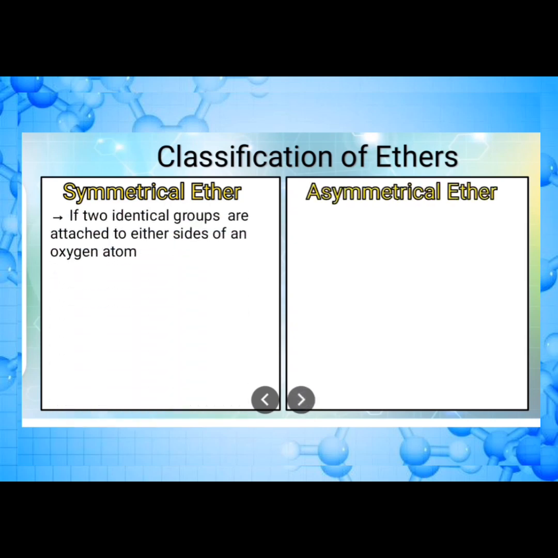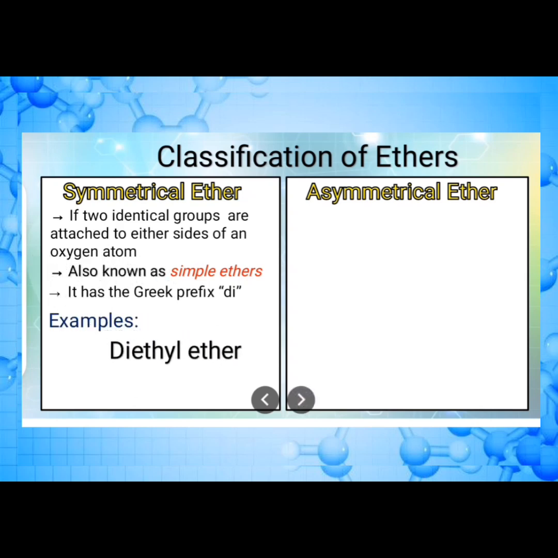First, symmetrical ether refers to two identical groups attached to either side of an oxygen atom. It is also known as the simple ethers, and it has the Greek prefix di. For example, in the symmetrical ethers, you have diethyl ether and dimethyl ether. And now we will proceed to the asymmetrical ether.